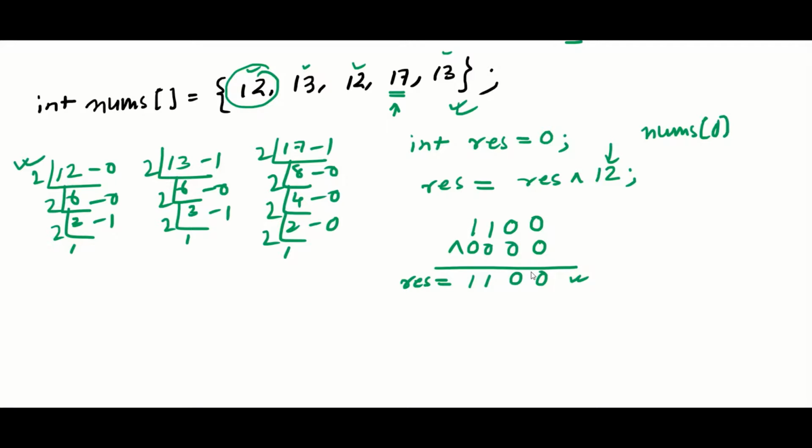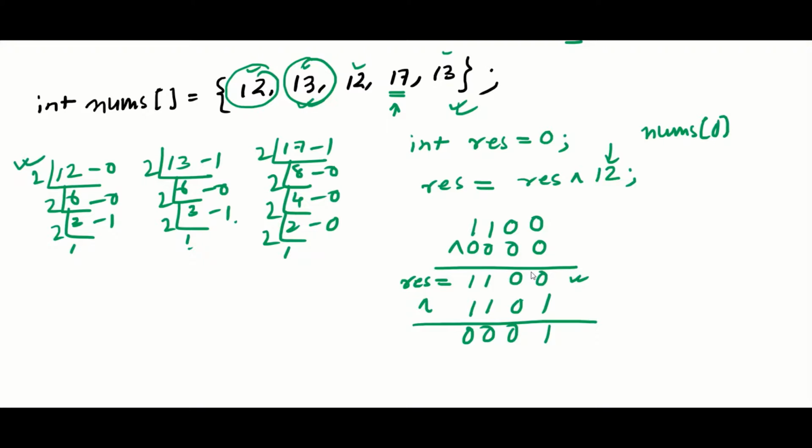Okay, so next, what we need to do? Pick the second number from the array and perform the bitwise XOR operation with the result. So now I put 13. What is 13? 1101. Perform bitwise XOR again. So now we are working with 13. We need to save the result. Different bits, answer will be 1, same bits, 0.